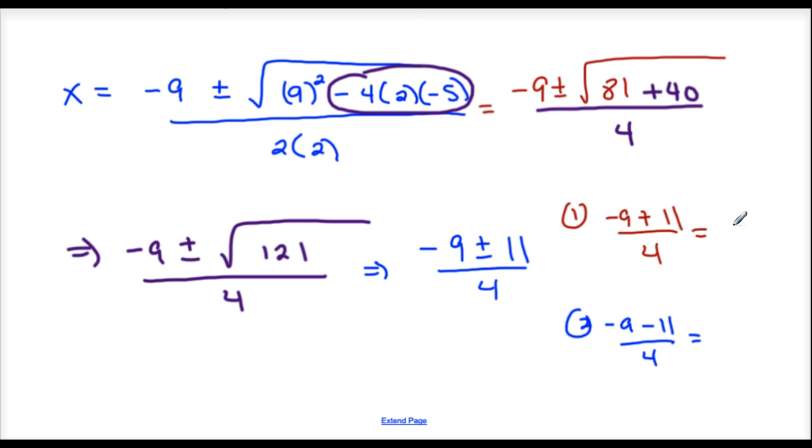Negative 9 plus 11 is 2. 2 over 4 is 1/2. Negative 9 minus 11 is negative 20. Negative 20 divided by 4 is negative 5. So my roots here are x equals 1/2 or x equals negative 5.